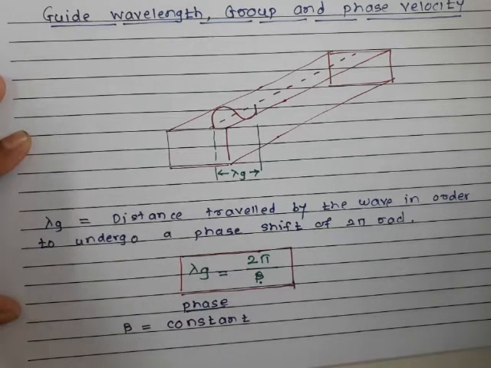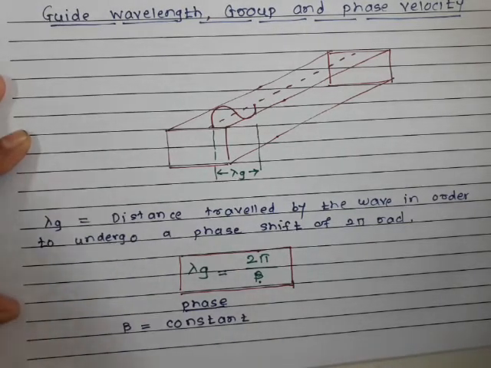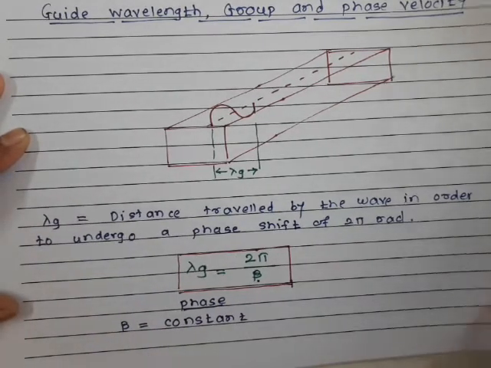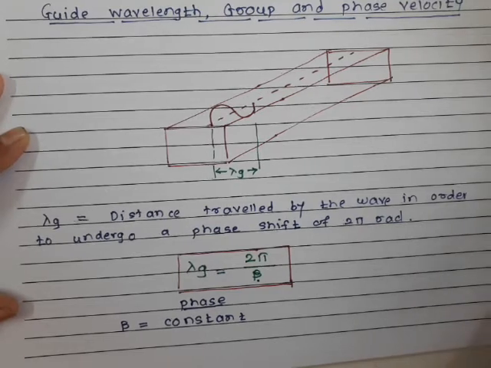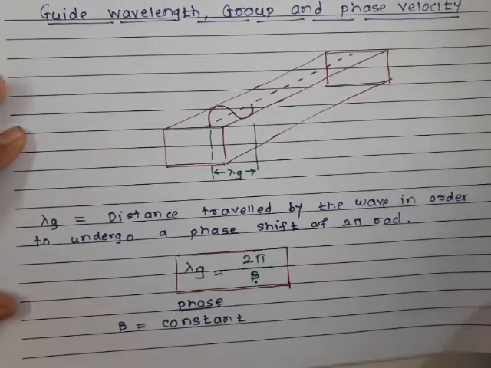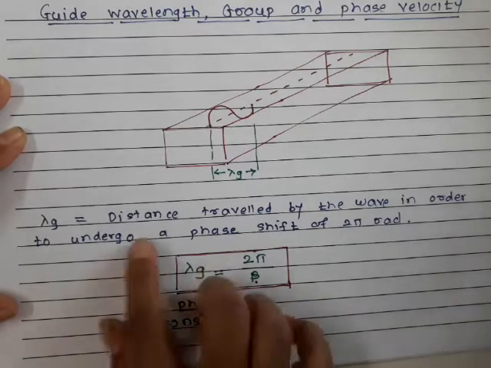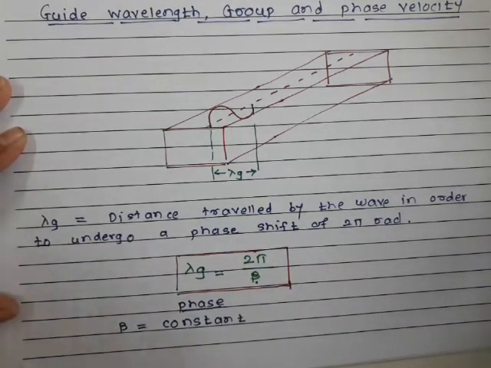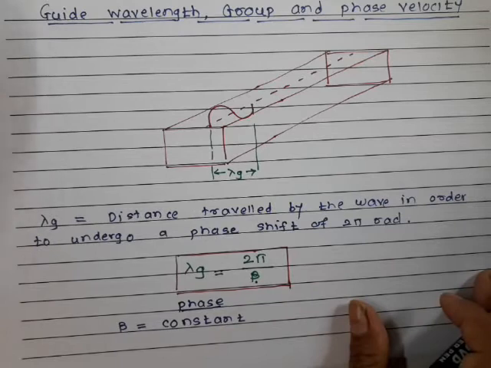Hereafter, whenever we talk about the group velocity and the phase velocity, we will derive the expression for lambda g. So right now you understand that your lambda g is nothing but the distance traveled by the wave in order to undergo a phase shift of 2 pi radians.